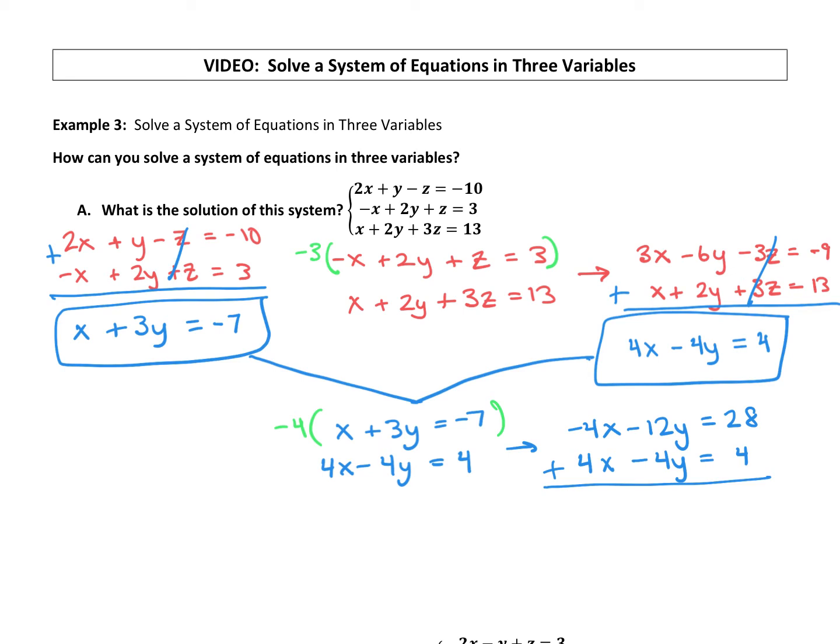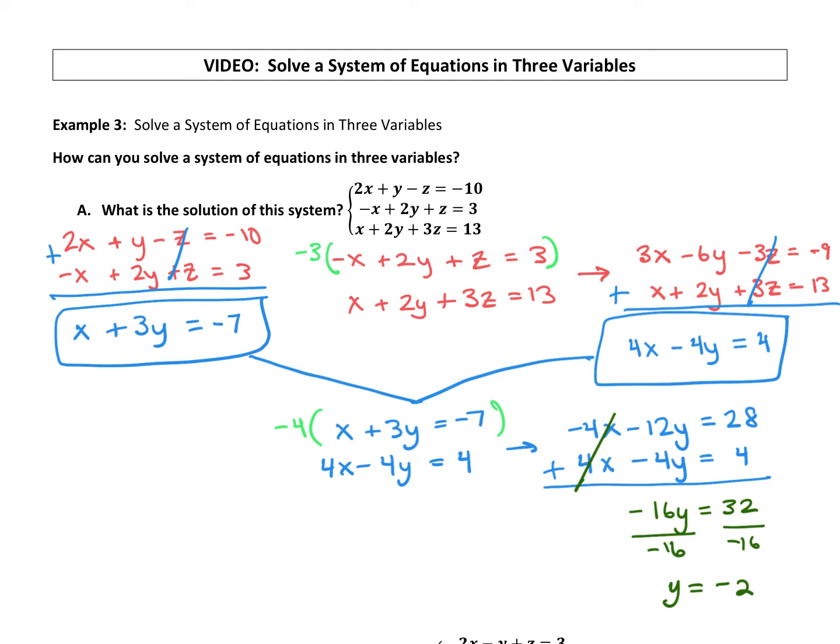When we add those together, our x's will cancel. Negative 12y plus a negative 4y is negative 16y. 28 plus 4 is 32. And now we can find the value of y. We got it down to one variable. Let's divide both sides by negative 16, and we get y equals negative 2. All right, so y equals negative 2.